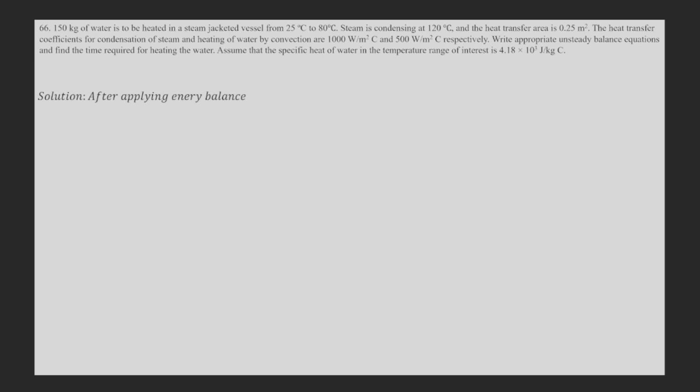So after applying the energy balance, we know what equation will come. We will not do the energy balance. You just go through R.K. Rajput, B.K. Datta or J.P. Holman, you will know there. So this formula will come.